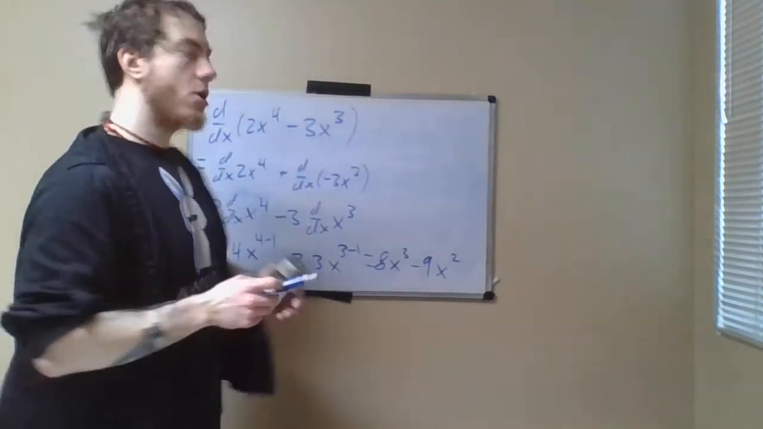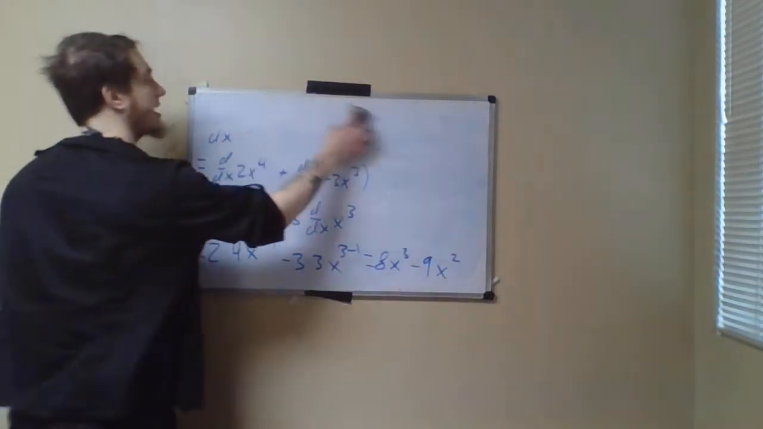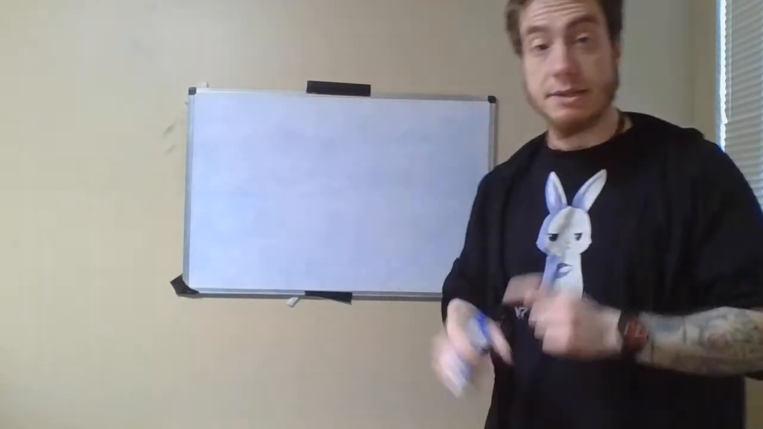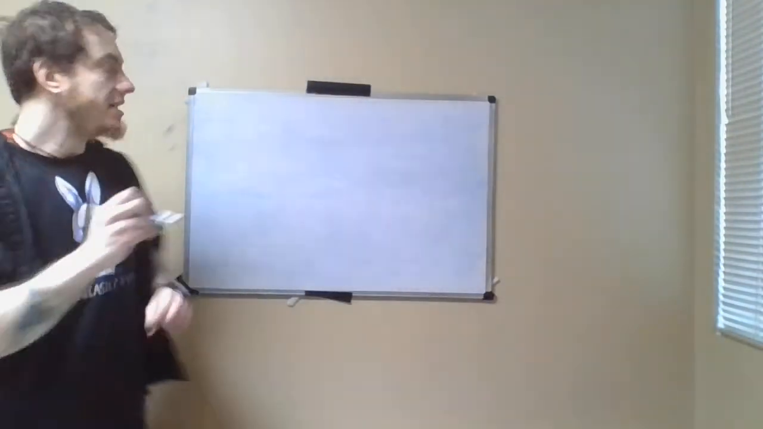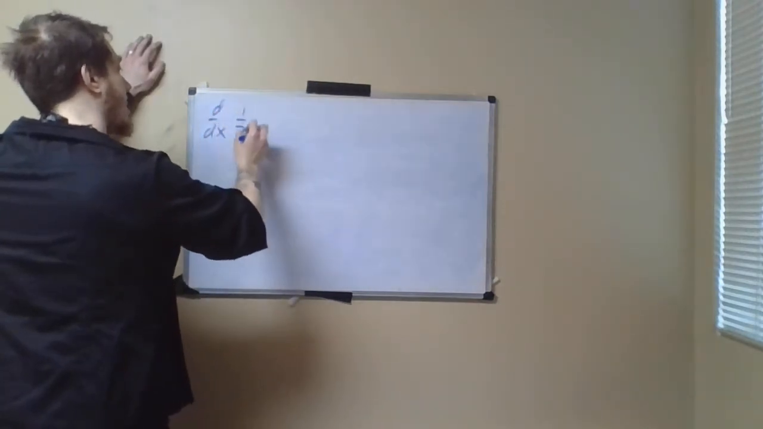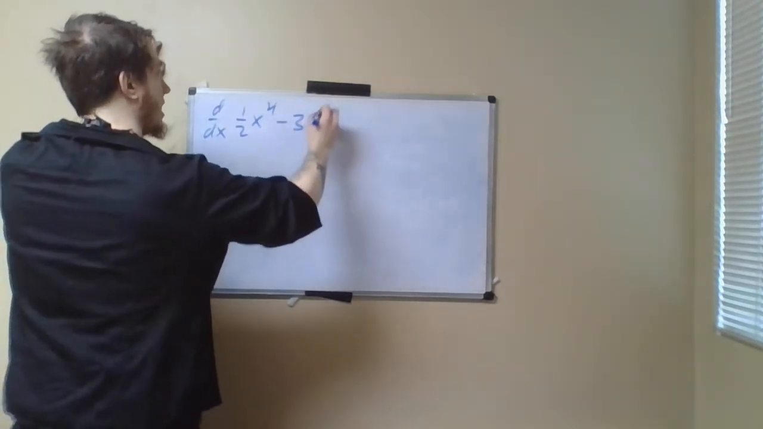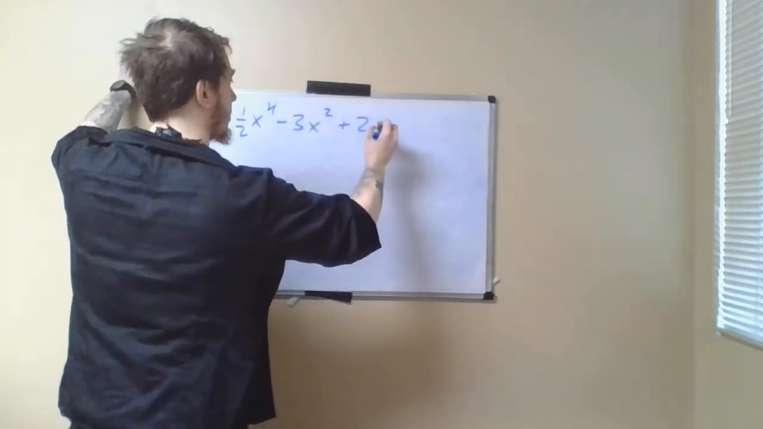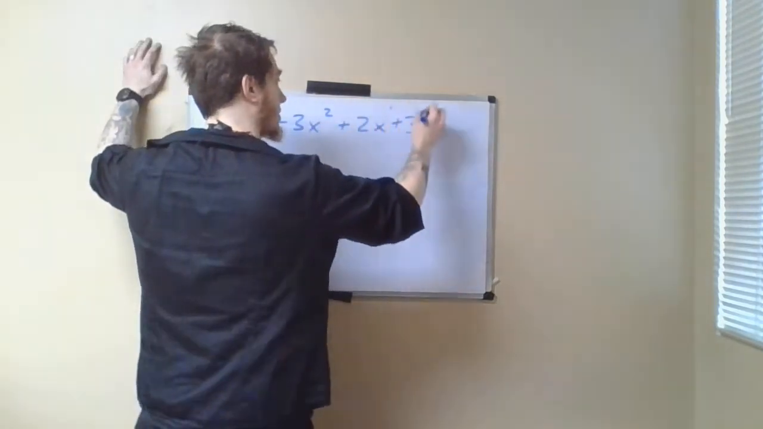So let's take a look at another example where I'm going to try to do all of these steps sort of combined into one so that you can see how that works. And then if it's not clear to you how that happens, write it out step by step to make sure that you follow it. But let's suppose now that I want to do the derivative of 1/2 x to the fourth minus 3x squared plus 2x. And then let's do plus 3.